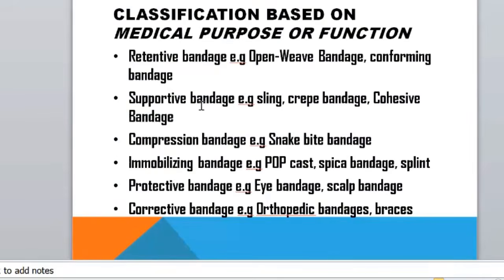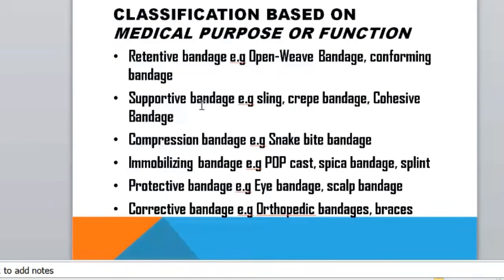Then corrective bandage. So this is used in orthopedics. We use it to correct deformities or to maintain alignment after surgical operations. So more like you want to maintain posture or alignment in deformities. You can use it to apply traction or correction. So when we say corrective bandage, it's used majorly in orthopedic operations.